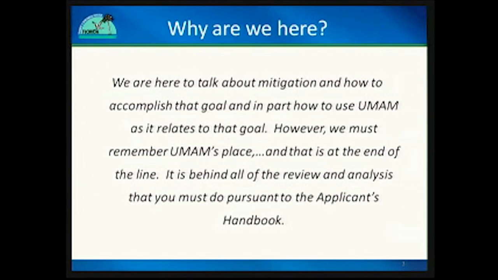So, very crucial thing. A lot of people jump to UMAM first. You can't do that yet. You have to do the other steps. So if you really remember anything today, that's kind of the key thing right there.